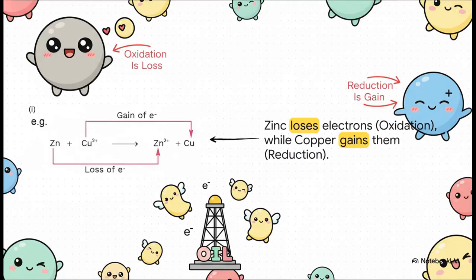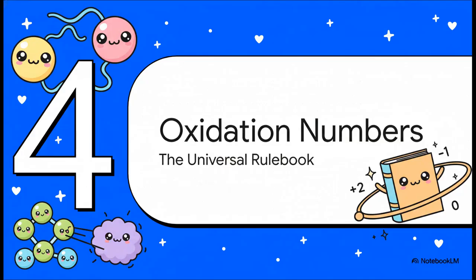Let's see it in action. Here, a zinc atom gives away 2 of its electrons. Okay, oxidation is loss, so the zinc is oxidized. Those electrons have to go somewhere, and they're gained by a copper ion, which turns into a copper atom. Reduction is gain, so the copper is reduced. See? OIL RIG perfectly describes this electron handover. Now, OIL RIG is fantastic when you can clearly see electrons jumping from one atom to another. But chemistry can be a bit messy. What happens when electrons aren't completely transferred, but are just pulled a little closer to one atom than the other?